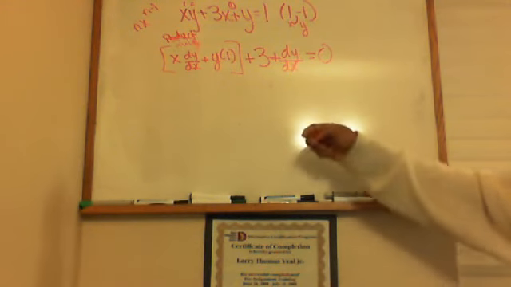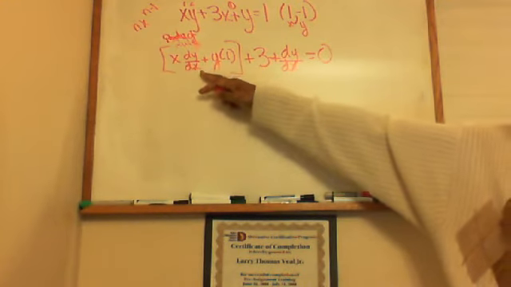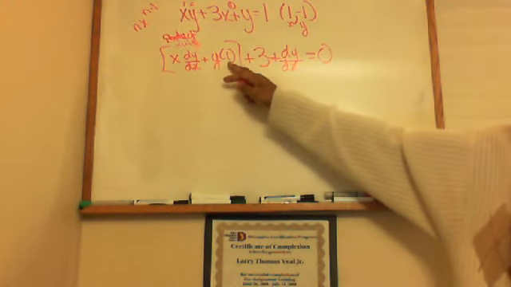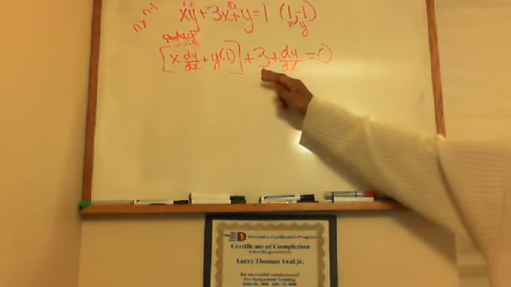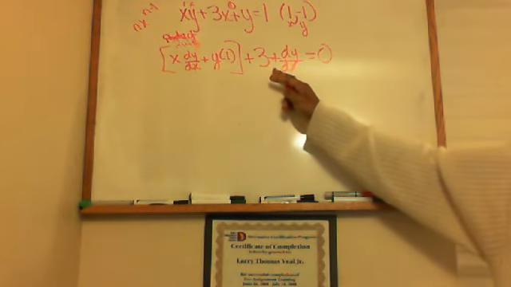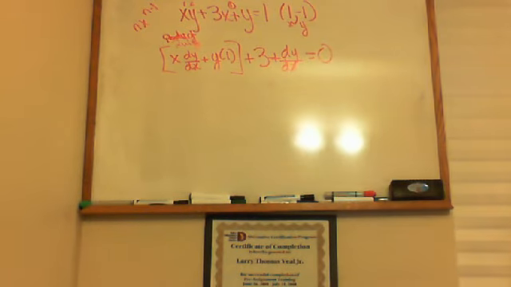So as you see again: first times derivative of the second plus second times derivative of the first, in brackets, plus the derivative of 3x, which is 3, plus the derivative of y, which is dy dx. Set it equal to 0 because the derivative of a constant is always 0.